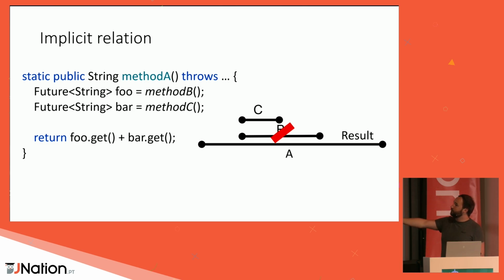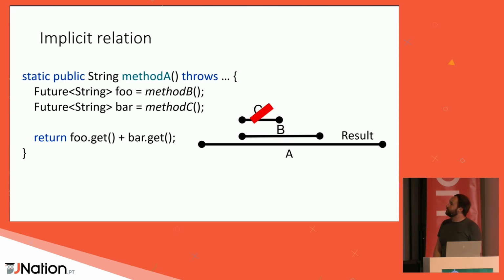But when I'm trying to create a result by foo.get, then I notice, wait, my thread threw an exception, I can't create this result. And then I have to go out of my way and try to stop method C from running. I have to kill that thread in one way or another. So there's really this implicit relationship between these three threads. I have a thread inside C, B, and of course the parent that's running A.